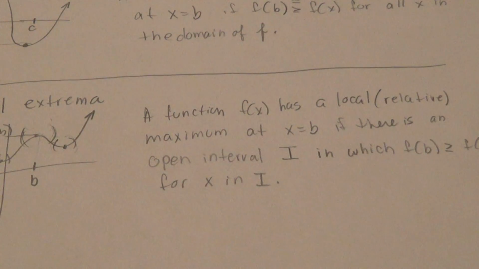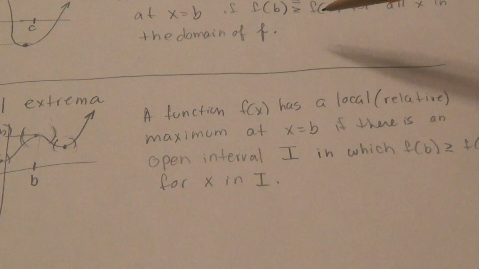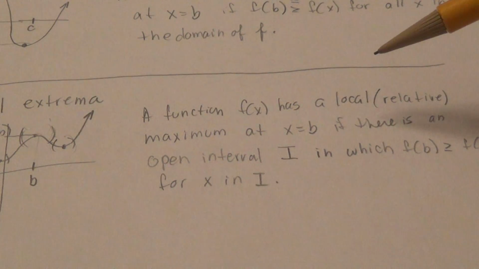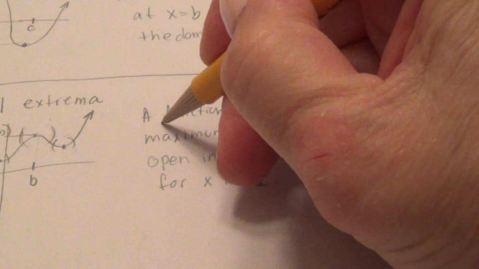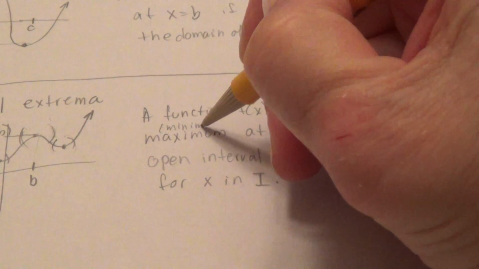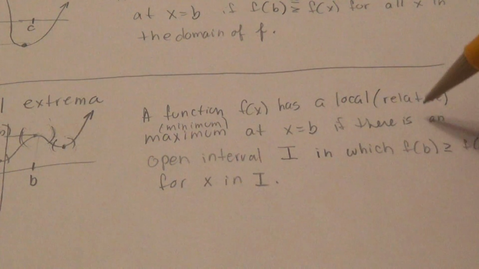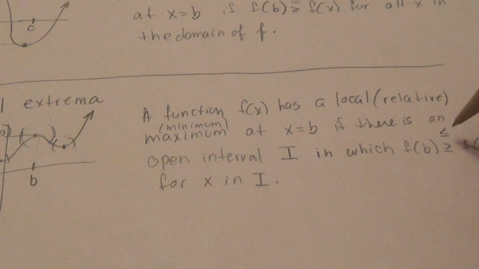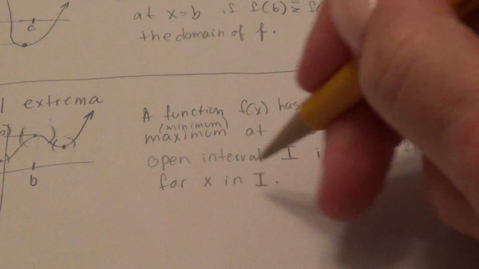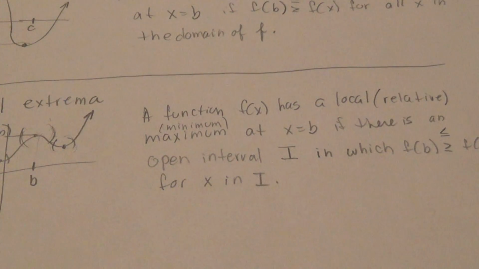We'll call it a relative or local maximum. So if we're going to define a local or relative minimum, a function f of x has a local relative minimum at x equals b if there is an open interval I in which f of b is less than or equal to f of x for all x in I. All right, so that makes sense. Just a little bit of defining.